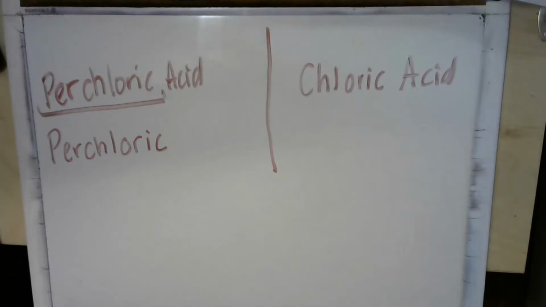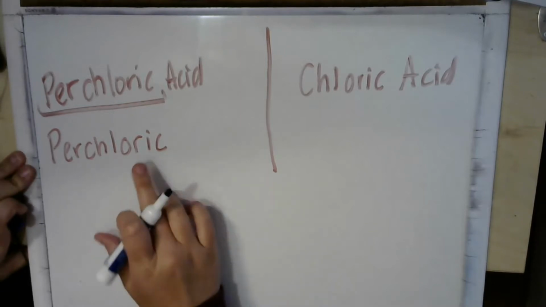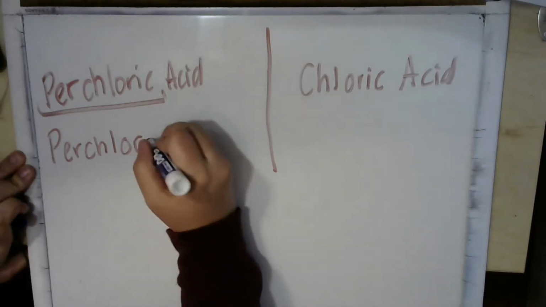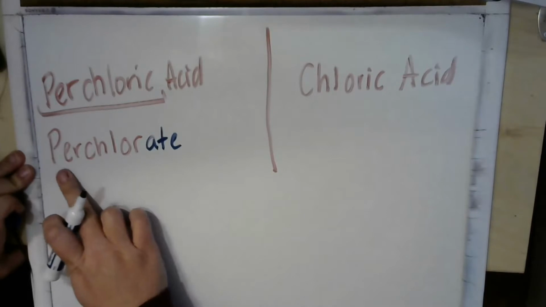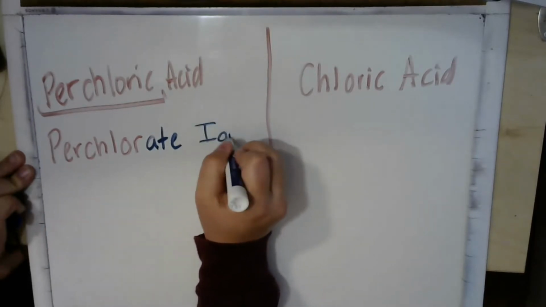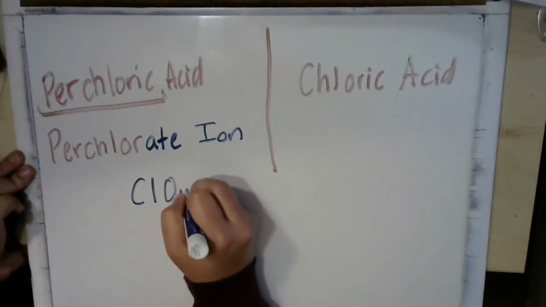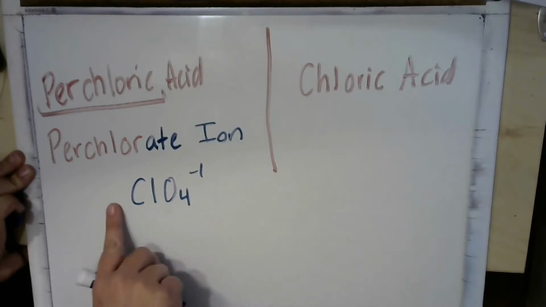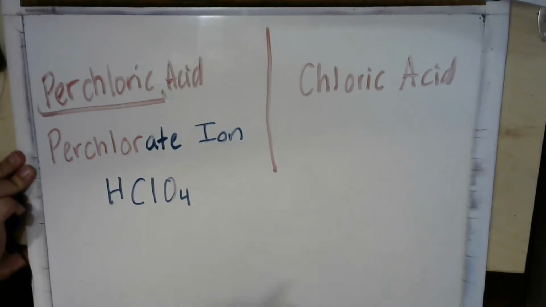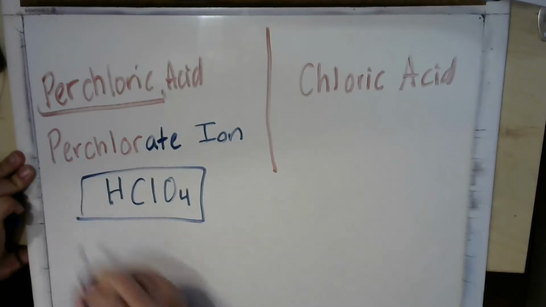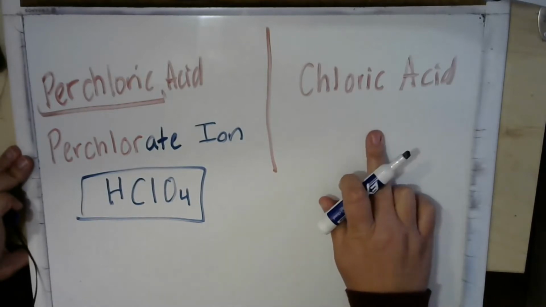Change out markers. We know that this IC ending has replaced the ATE ending of our polyatomic ion. So now we know that this is the perchlorate ion. Okay, what is the perchlorate ion? It's ClO4 minus 1. So I'm going to need one hydrogen out front to counteract this minus 1 charge. So the formula for perchloric acid must be HClO4. Okay, do the same thing over here.